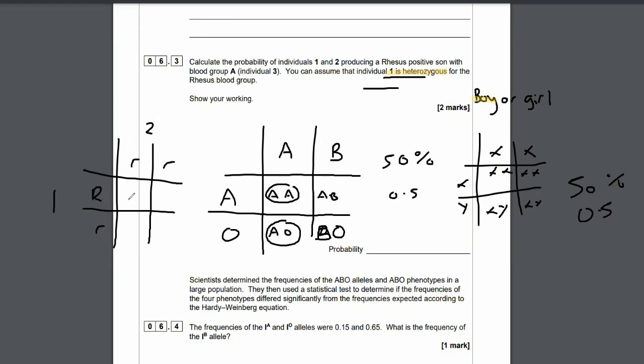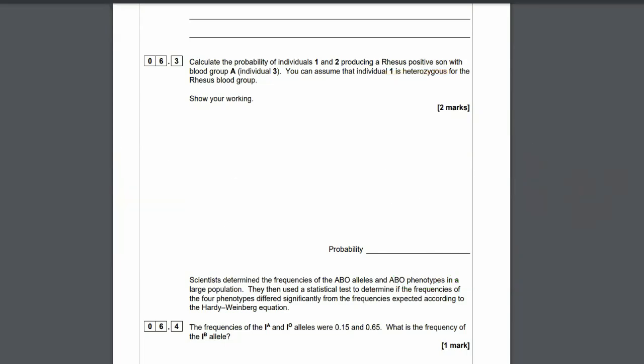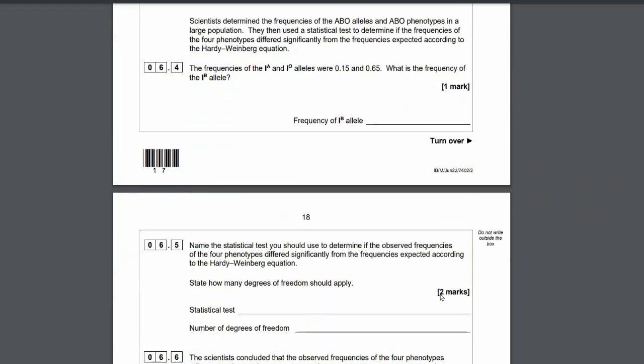Now I need to write out the rhesus groups. So mum was rhesus negative, dad was heterozygous rhesus positive. This means they had a 50% chance of having a rhesus positive child. So we do 0.5, 0.5, 0.5, times them all by each other, and get 12.5% or 1 over 8. So 3 Punnett squares, 0.5 times 0.5 times 0.5. You probably wouldn't have had to do the Punnett square for the genders. You know that one off by heart.